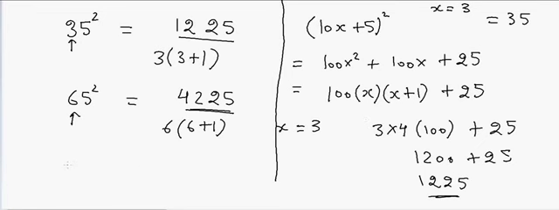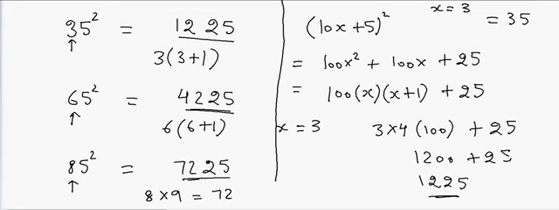Another example: if I have 85 squared, that will end in 25, and we do 8 into 9, which is 72. So the answer is 7225. This is how the trick works.